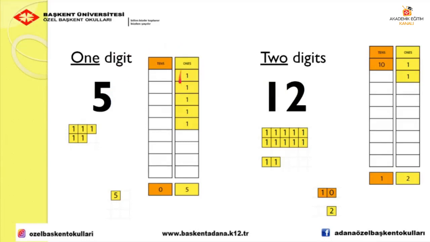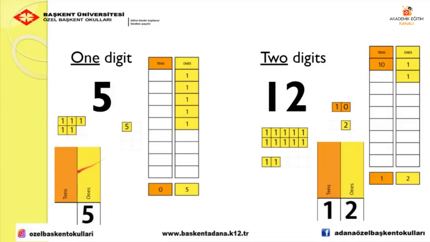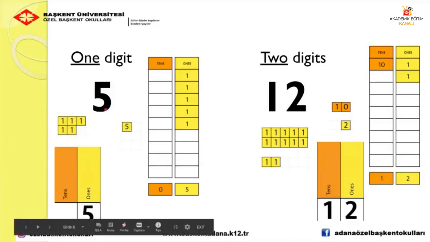One-digit numbers are written only in the ones column in your place value chart. 1, 2, 3, 4, and 5. However, two digits need to be written in the two columns of the place value chart. 10, 11, and 12. You can also use this place value chart. One-digit numbers will be written in the ones column, but two digits will need to use two columns in the place value chart.